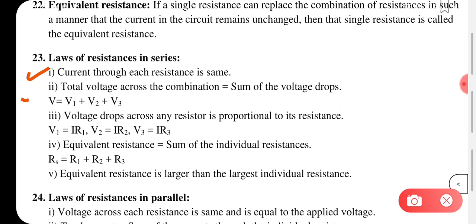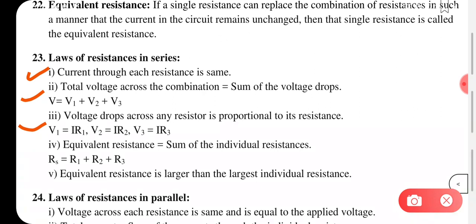Second point you remember, the total voltage across the combination of the series resistances will be the sum of the voltage drops, that is, V is equal to V1 plus V2 plus V3 if there are 3 resistances, the sum of all. Then the next point you should remember, the voltage drop across any resistor is proportional to its resistance.